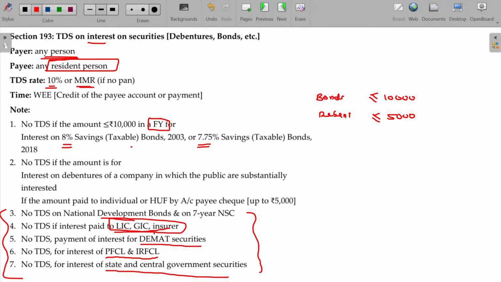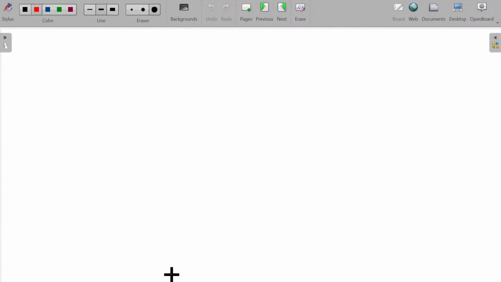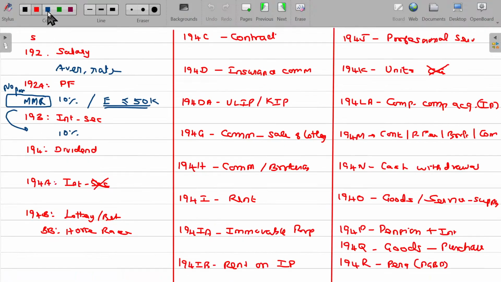If you are getting interest for securities held in demat form, TDS is not applicable. For PFC or IRFC, if you are getting any interest from them, also not taxable. And interest from state and central government securities, also no need to worry about the TDS. Less than or equal to 10,000, less than or equal to 5,000. This is for debenture. This is tax saving bond. Clear?